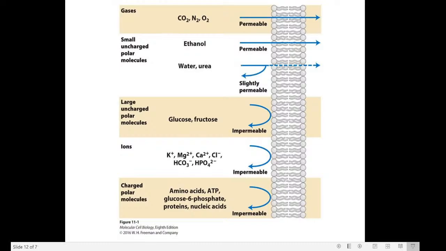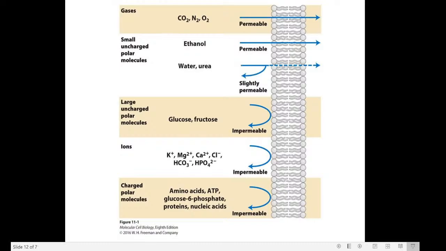Then water and urea. Here you can understand, if there is a higher amount of water in the cell, the cell will automatically burst. So the amount of entry is restricted, so they are only slightly permeable. Then glucose and fructose do not directly enter the lipid layer, so we need an intermediate transporter, that is the glucose transporter molecule.